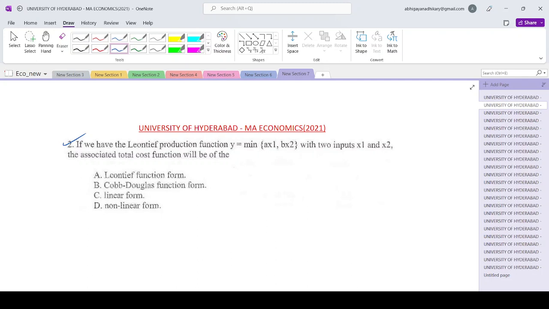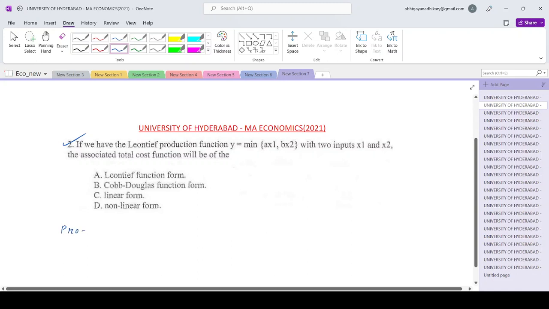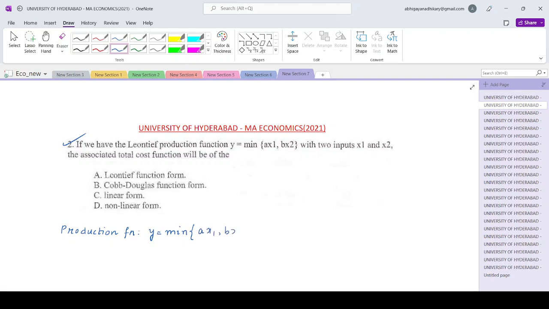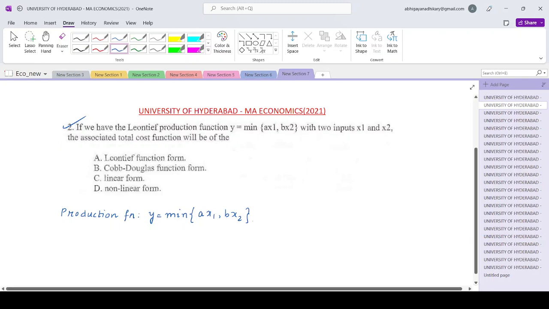So let us first write down the production function over here. The production function is basically y equals minimum of ax1 comma bx2. So what happens at optimal?